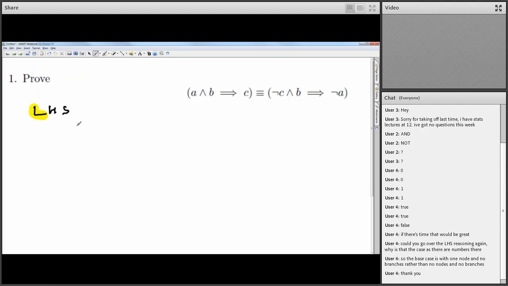Cool. So left-hand side is where I'm going to start from. That's A and B implies C. And eventually, at the bottom, I want to say that's equal to the right-hand side. That's where it'll end up. So in the back of my mind, I'm thinking I'm supposed to rearrange this left-hand side to get the right-hand side. That's what I'm trying to do, and that's where I'm heading. So I've always got that in my mind.